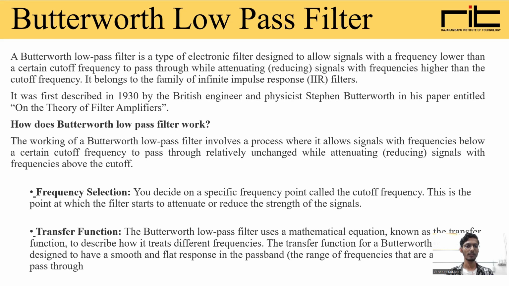The working of a Butterworth low pass filter involves a process where it allows signals with frequency below a certain cutoff frequency to pass through relatively unchanged while attenuating signals with a frequency above the cutoff. So first we have frequency selection. You decide on a specific frequency point called the cutoff frequency. This is the point at which the filter starts to attenuate or reduce the strength of the signal.